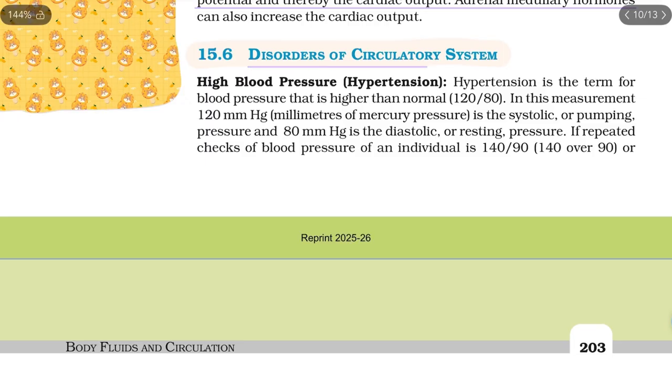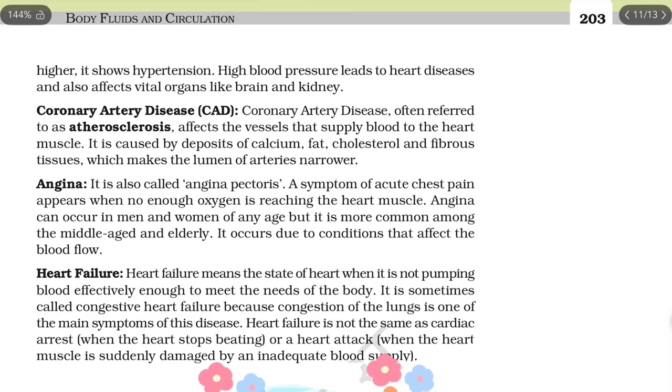Disorders of circulatory system. High blood pressure, hypertension. Hypertension is a term for blood pressure that is higher than normal. In this measurement, 120 mmHg (millimeters of mercury) is the systolic or pumping pressure, and 80 mmHg is the diastolic or resting pressure. If repeated checks of blood pressure of an individual show 140/90 or higher, it indicates hypertension. High blood pressure leads to heart diseases and also affects vital organs like the brain and kidney.